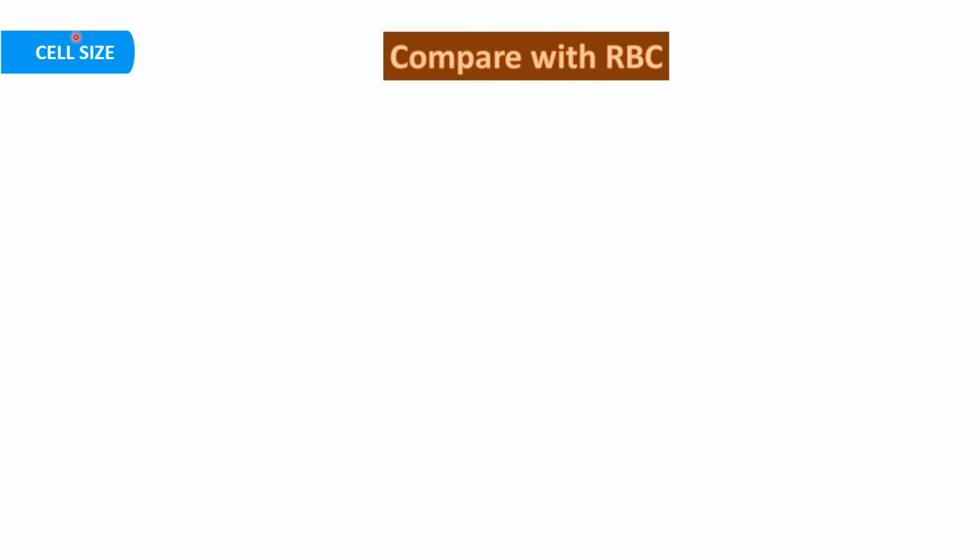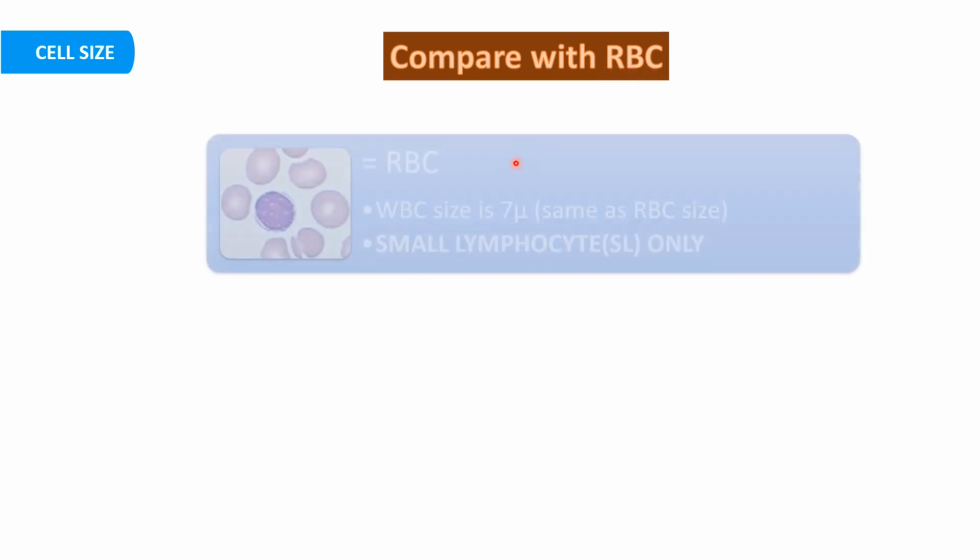So first the cell size. How to measure it, because they are very small? We can use the help of RBCs. We have to compare the size of WBC with the RBC, because we know the size of RBC is usually 7 microns. If we know the size of RBC, we can know the size of WBC.